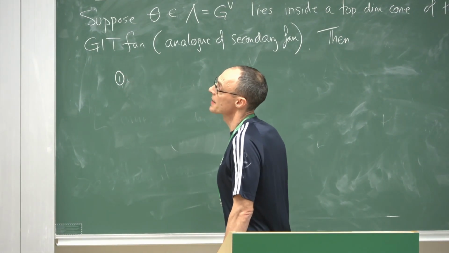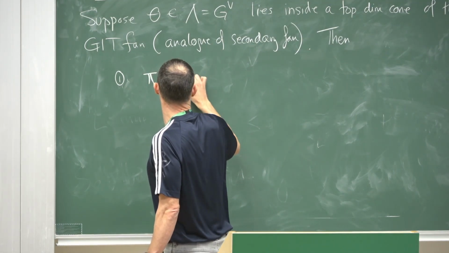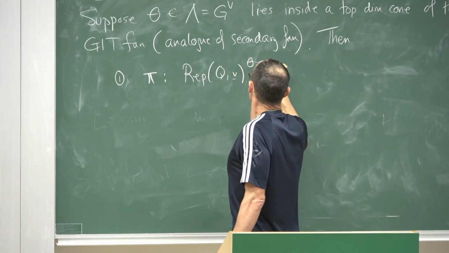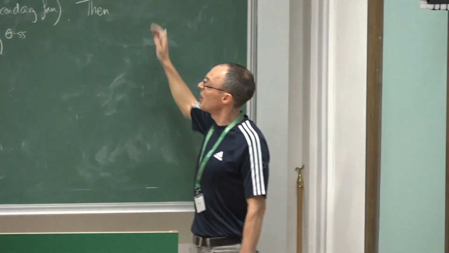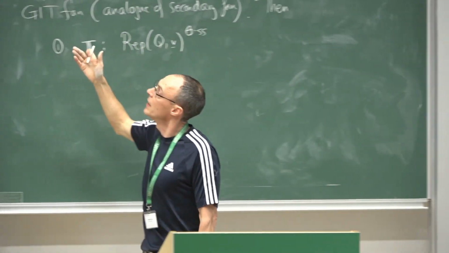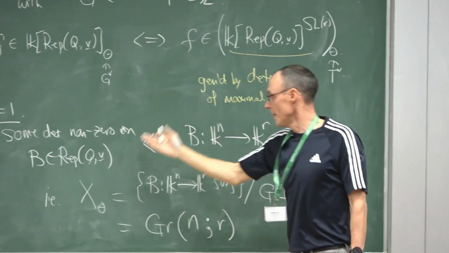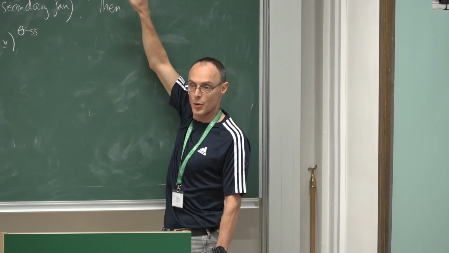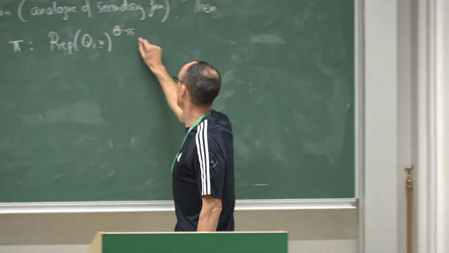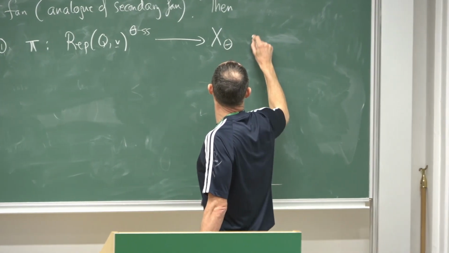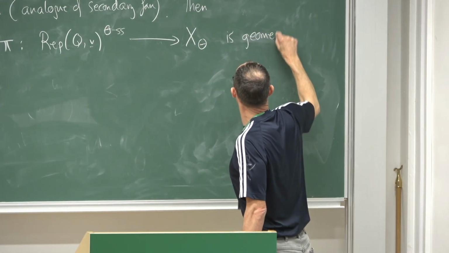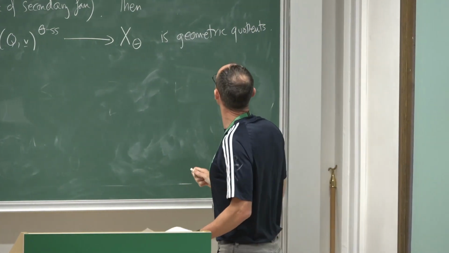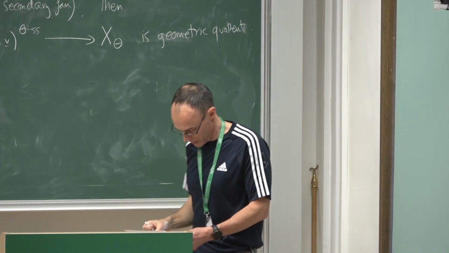The stronger conclusion is that the map pi from the representation space, I'll say theta semi-stable, because I effectively gave the definition yesterday and I've been implicitly using it here, turns out, by this assumption, to be the same as the theta stable locus. So when I'm inside a top dimensional chamber, they agree. So I have my map. This is a geometric quotient, so I'm parametrizing orbits, as Joshua told us.